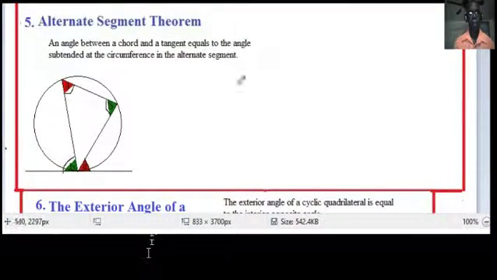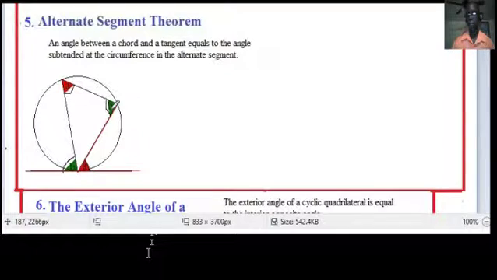Theorem 5. The alternate segment theorem. An angle between a chord and a tangent equals the angle subtended at the circumference in the alternate segment. This line is the chord, and this is the tangent. The angle subtended at the circumference is the angle which sits on the chord. Therefore, note that the 2 red angles are equal. Also, the 2 green angles are equal.